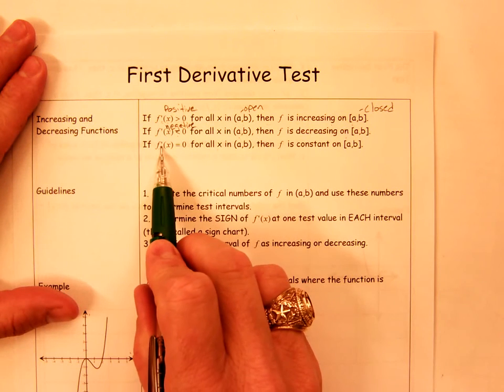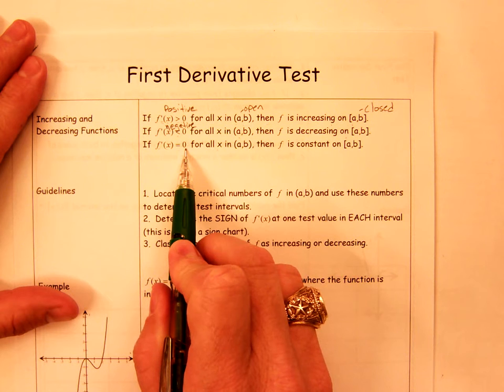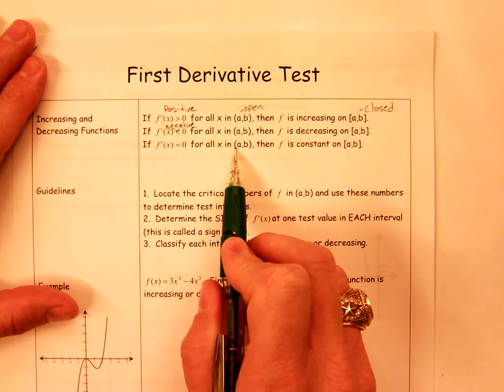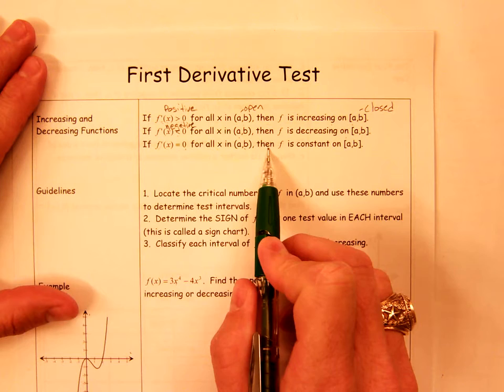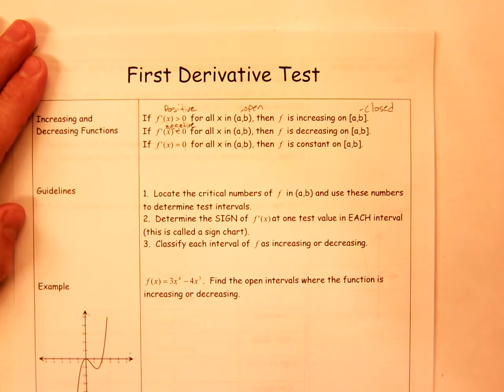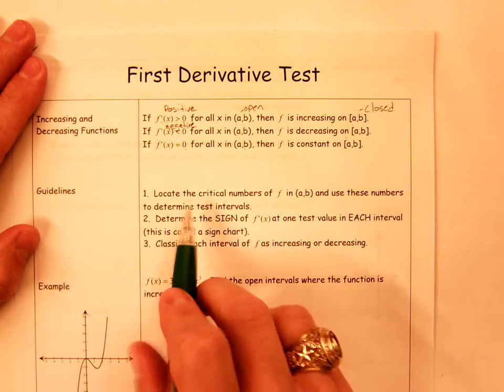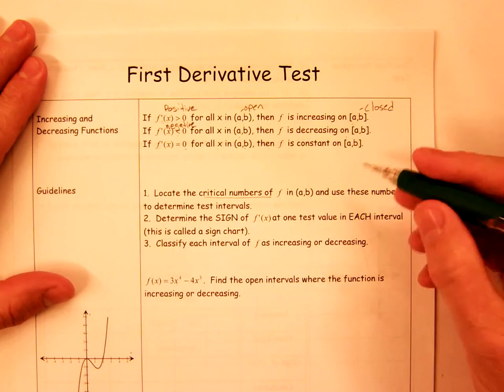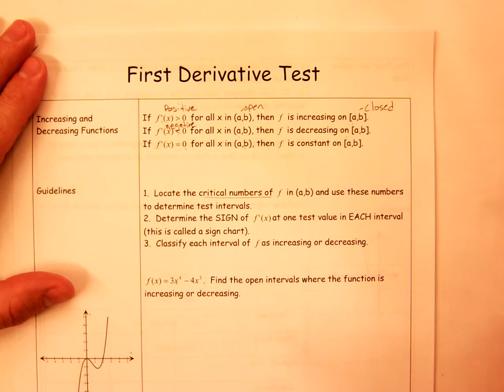If f prime of x equals 0, what does that mean? The derivative is 0. What all does that imply? Horizontal line. For all x's in this open interval a to b, then f is constant on that interval. All right. So here are the guidelines on the first derivative test. First thing, locate the critical numbers of f in a to b and use these numbers to determine test intervals.